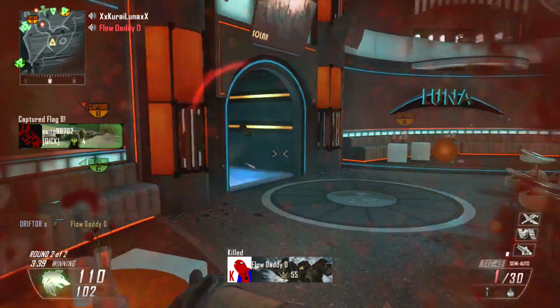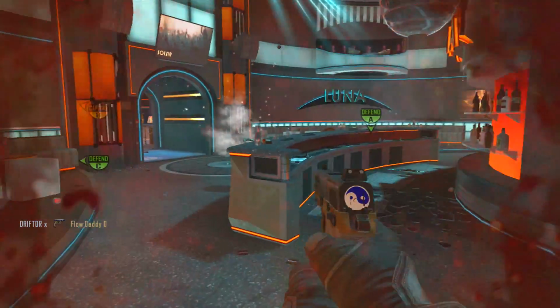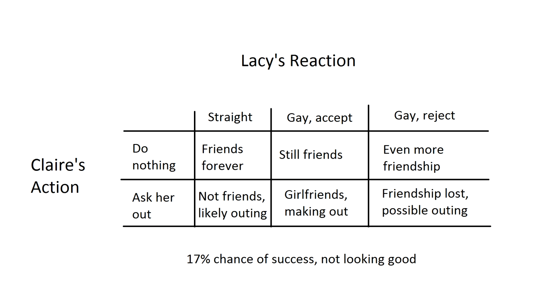Let's say Claire's got two choices. She's gay, she knows Lacey, you don't know Lacey. She can do nothing, or she can ask her friend out. Lacey has a little bit of a more complicated tree. She's got three different decisions. She can be straight, which is going to be a rejection. She can be gay and accept the date, or she can be gay and reject for various reasons.